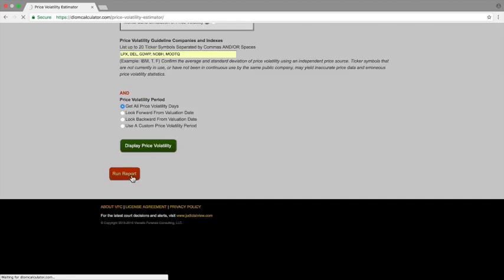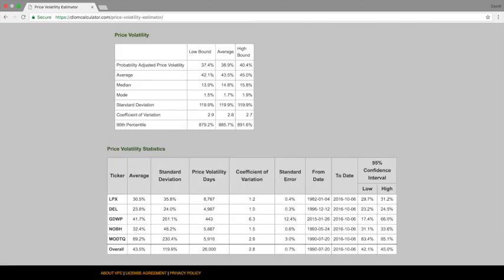Now let's click the Run Report button to determine the effect of probability on price volatility estimation by giving weight to the probability of occurrence of calculated distribution of price events. We call this the probability-adjusted price volatility, which is a value that contemplates the full range of predicted price events.